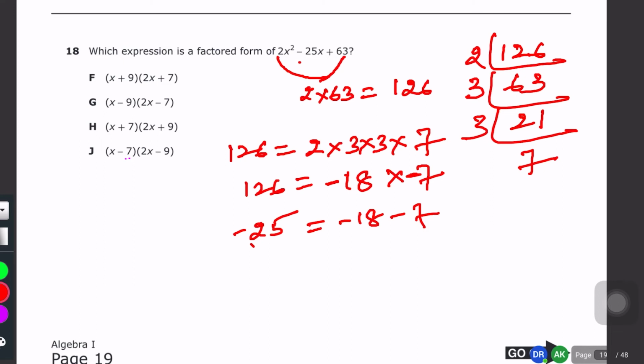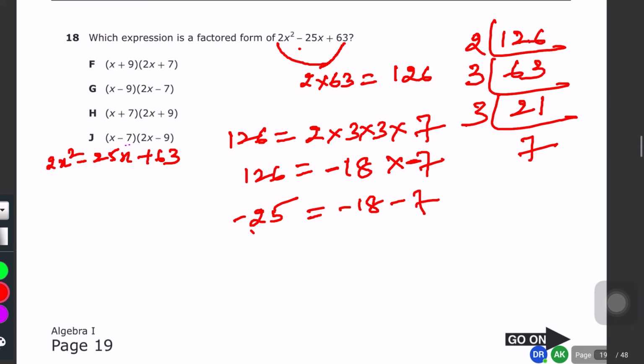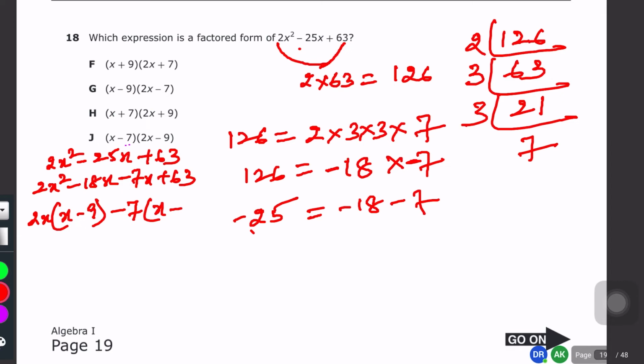Now substituting in the equation, we have 2x square minus 25x plus 63. So here you get 2x square minus 18x minus 7x plus 63. Therefore 2x can be taken as common, so inside you get x minus 9. And if you take 7 common, you will get x minus 9, because minus into minus will give you plus 63. Minus 7 into minus 9 is plus 63, and minus 7 into x is minus 7x. You have to get back the previous equation.